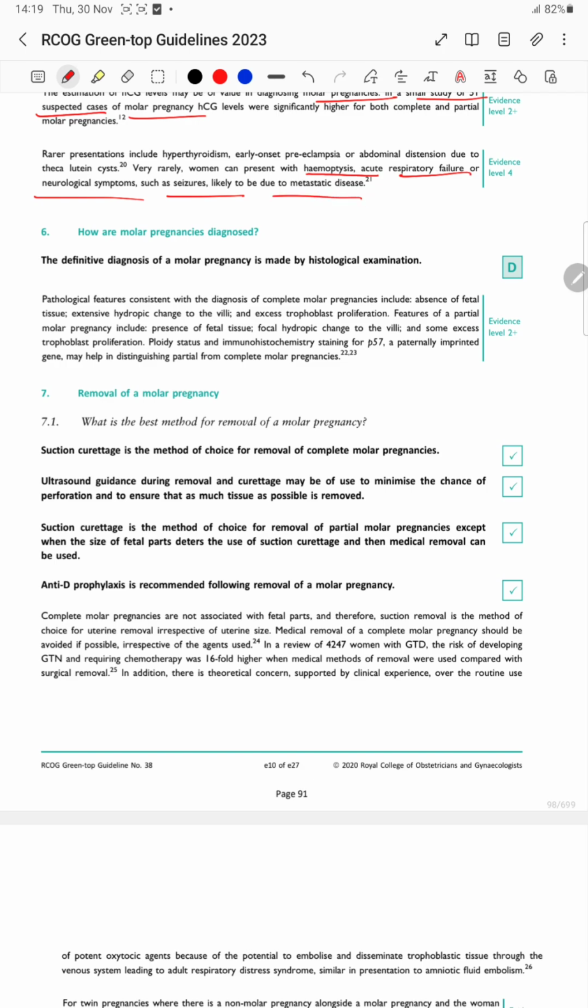How is molar pregnancy diagnosed? The definitive diagnosis of molar pregnancy is made by histological examination. Pathological features consistent with a complete molar pregnancy include the absence of fetal tissues, extensive hydropic change to the villi and excess trophoblast proliferation. Features of a partial molar pregnancy include the presence of fetal tissue, focal hydropic change to the villi and some excess trophoblastic proliferation. Ploidy status and immunohistochemistry staining for P57, a paternally imprinted gene, may help in distinguishing partial from complete molar pregnancies.